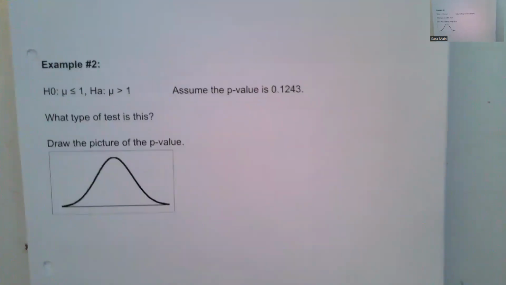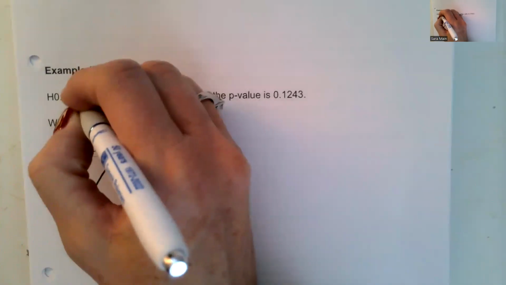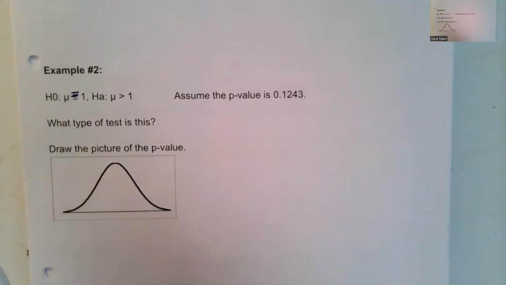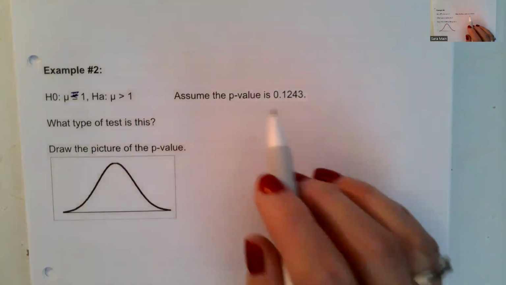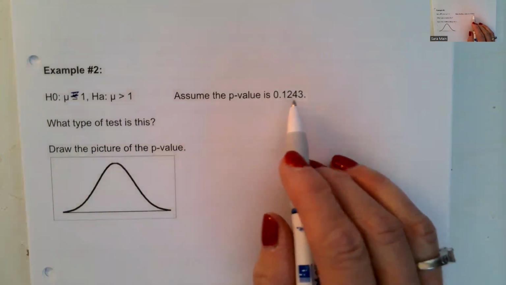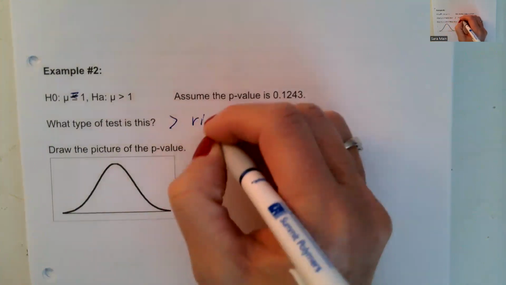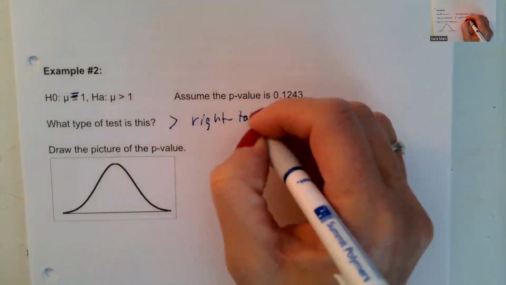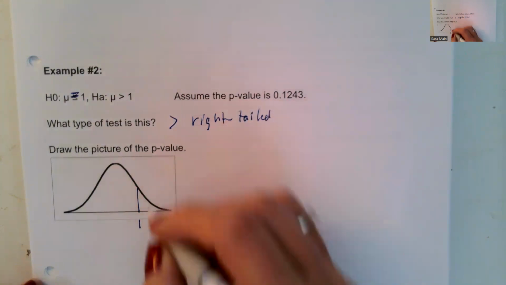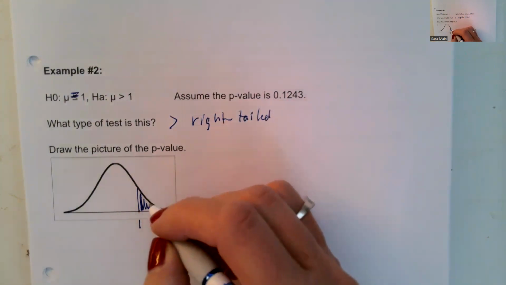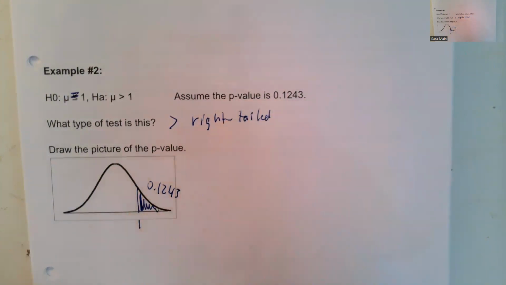Let's look at example 2. This time, the hypothesis was a strictly greater than. The mean is equal to 1, and the alternative hypothesis is that the mean is greater than 1. You've been given that the p-value is 0.1243. What type of test is this? So because it's a greater than, it's considered a right-tailed test. And we would draw the picture for this. We would mark 1 and then shade to the right because it's right-tailed. And then our p-value would be the area right here.